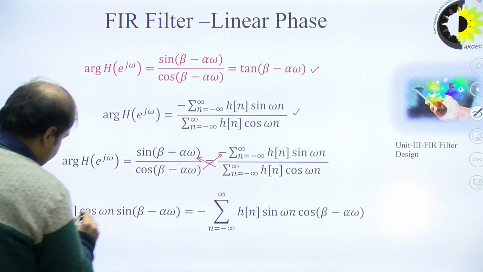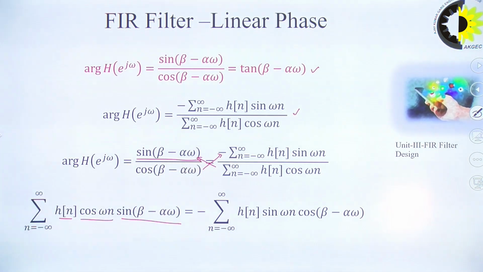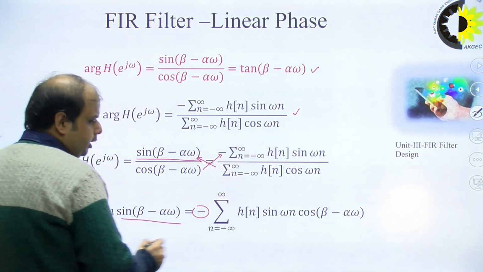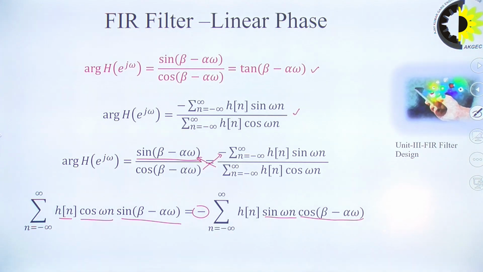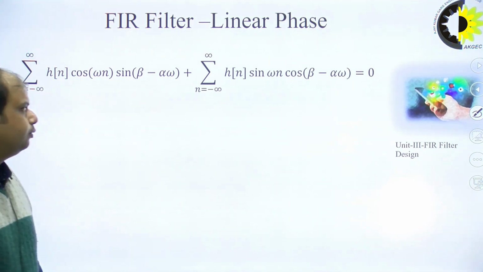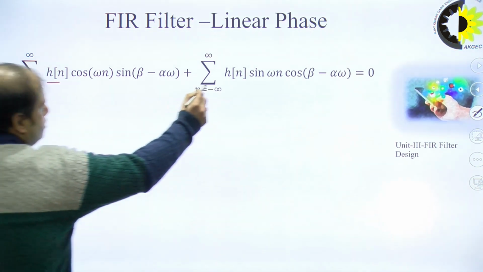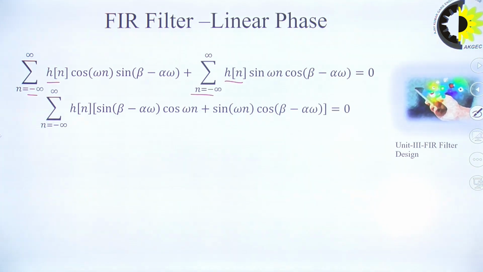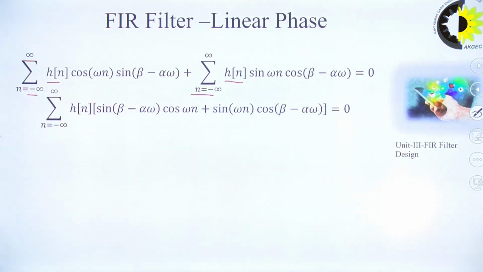So this portion comes here. Summation of h n cos omega n multiplied by sine alpha omega, and the negative sign, summation n from minus infinity to plus infinity h n sin omega n cos of beta minus alpha omega. Now, it is very easy to bring the right hand side to the left hand side, the negative sign becomes positive, and now we have two summations in which h n is common. The summation limits are also common, so we can combine them. So the two summations can be combined, and this should be equal to 0.